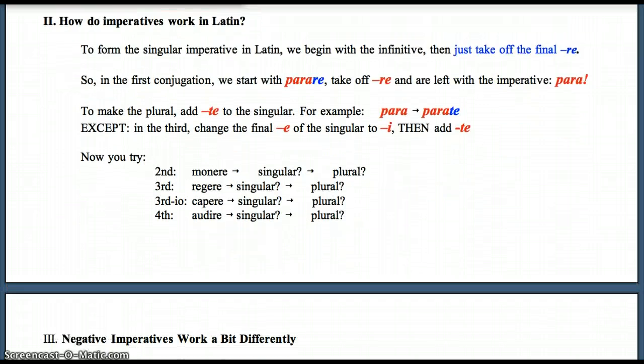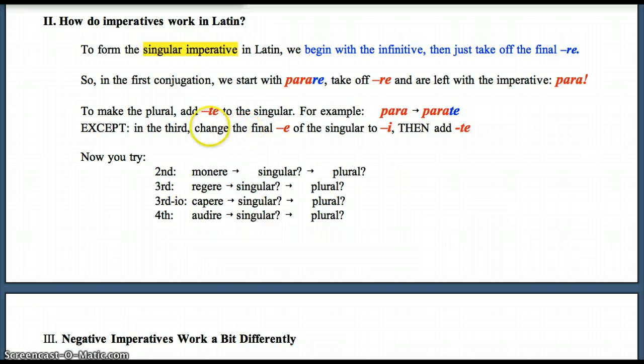Now let's talk about Latin. To form the singular imperative in Latin, we begin with the infinitive and then just take off the final RE. So this is the rule right here. Begin with the infinitive and just take off the final RE. Remember that. So in the first conjugation, we're going to start with parare, take off that RE in blue, and we're left with para, which means prepare.